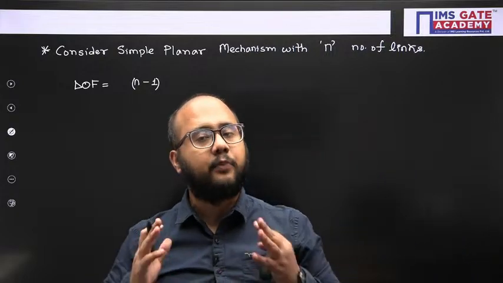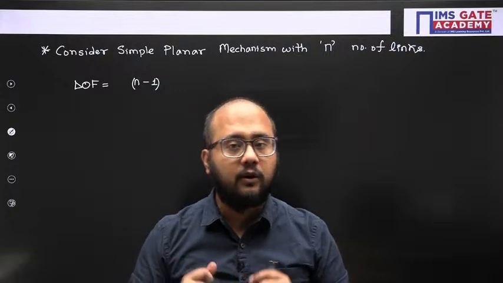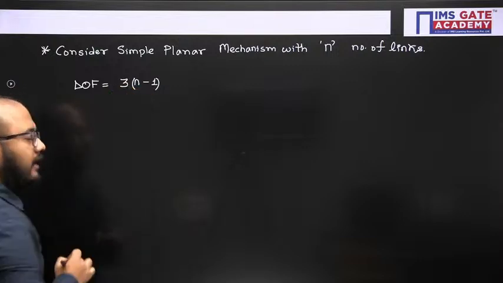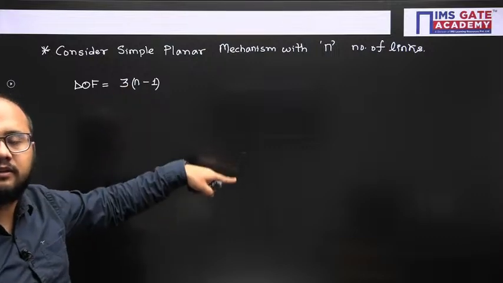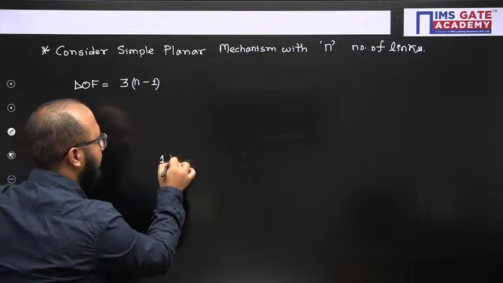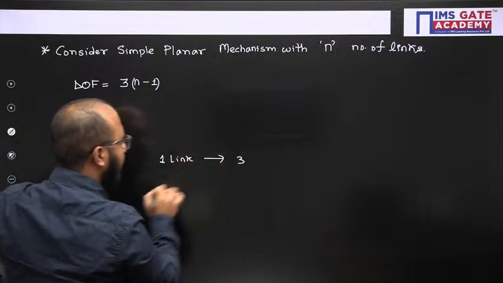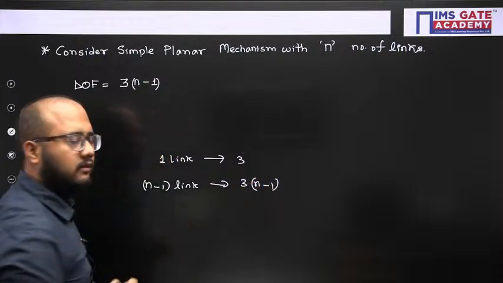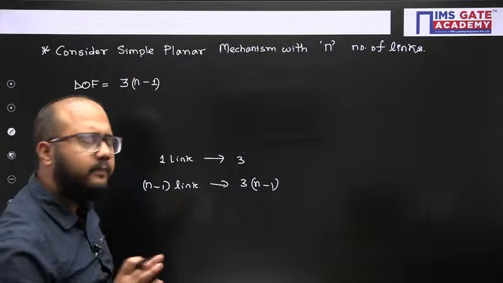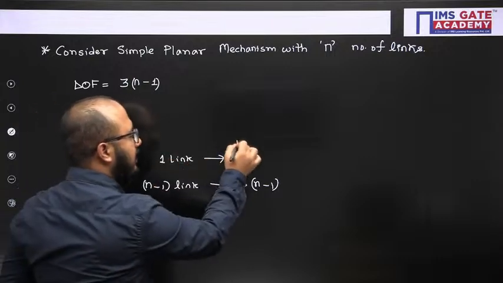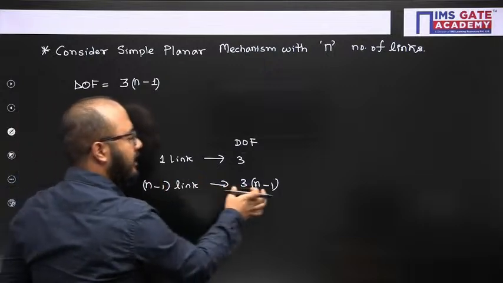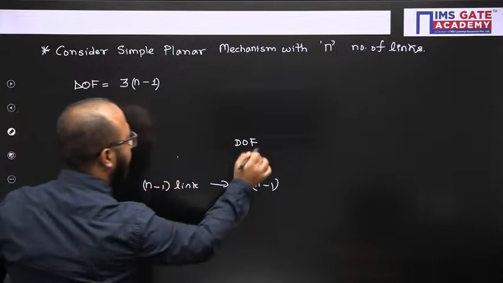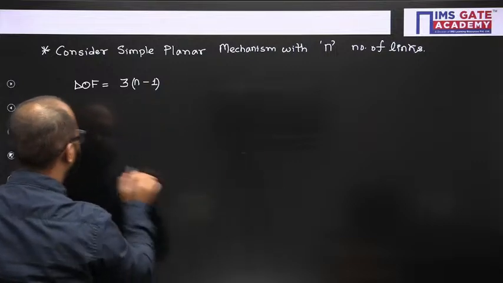Now, n minus 1 links are available. So, what is the maximum possible degree of freedom? If I am talking with respect to a plane, maximum possible degree of freedom will be 3. So for n minus 1 links, total degree of freedom will be 3 into n minus 1. Are you getting my point? For any one link, what is the maximum degree of freedom possible? 3. For n minus 1 links, how many degrees of freedom will be there? 3 into n minus 1. Very basic discussion I am doing here. One link is having 3 degrees of freedom. For n minus 1 links, 3 into n minus 1. Simple funda, right? So this is the maximum possible degree of freedom that we can have.